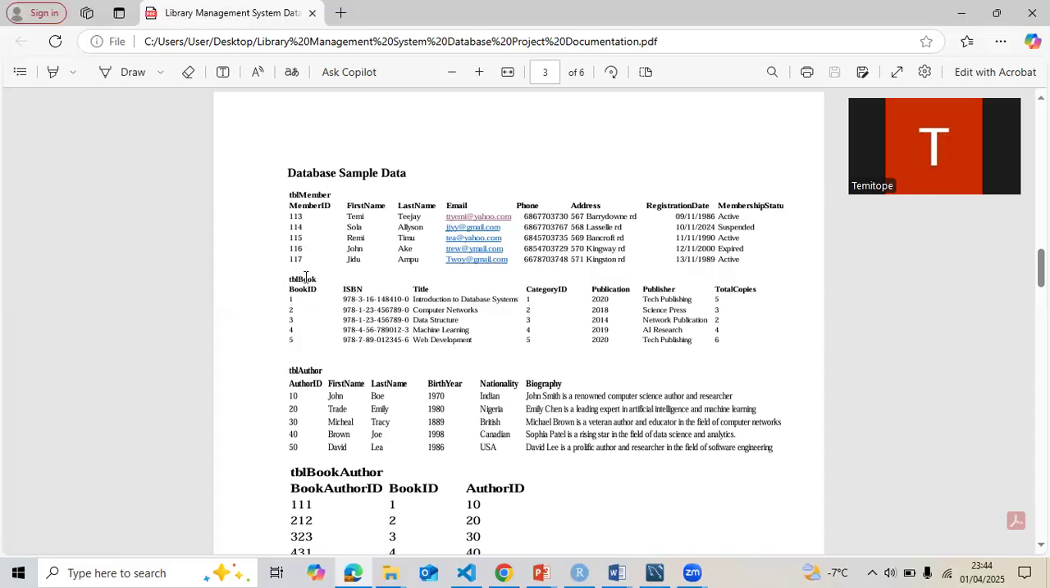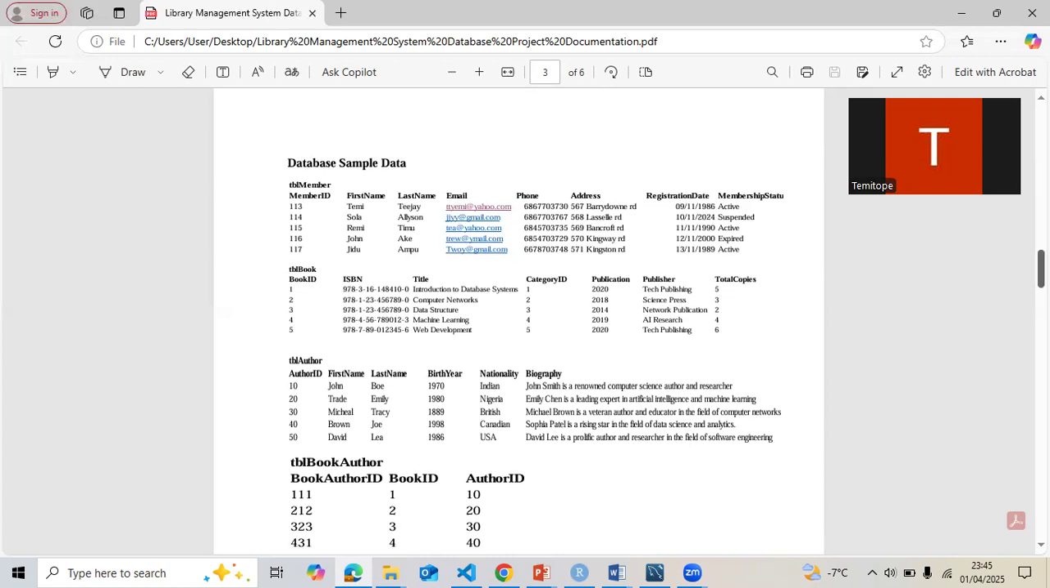So we have a table book. This is a book table. Our book table has an ID, an ISBN number, the title of the book, the category, publication, publisher, then the total copies that are in the library at a particular time.